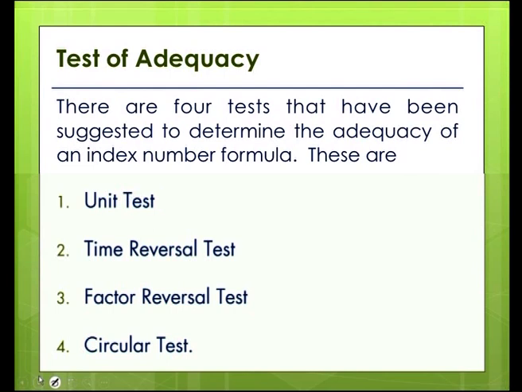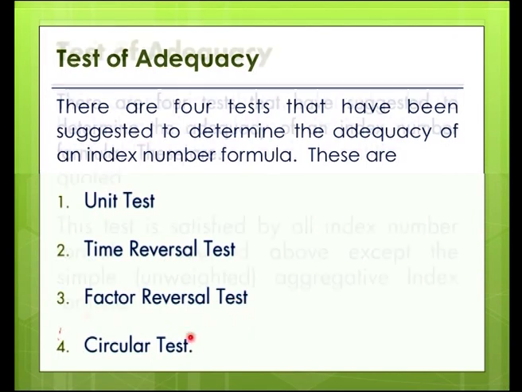Next, criterion for a good index number. For a good index number, the four tests are taken into account, and it should satisfy the four tests, then only it will be called a good index number. So, test of adequacy: there are four tests that I have suggested to determine the adequacy of an index number formula. These are unit test, time reversal test, factor reversal test, and circular test.